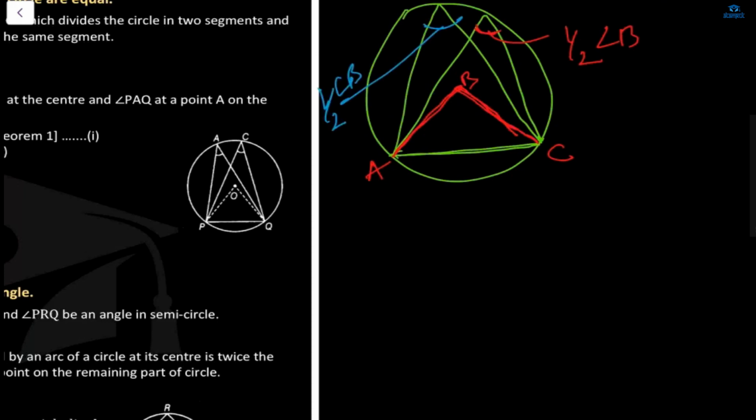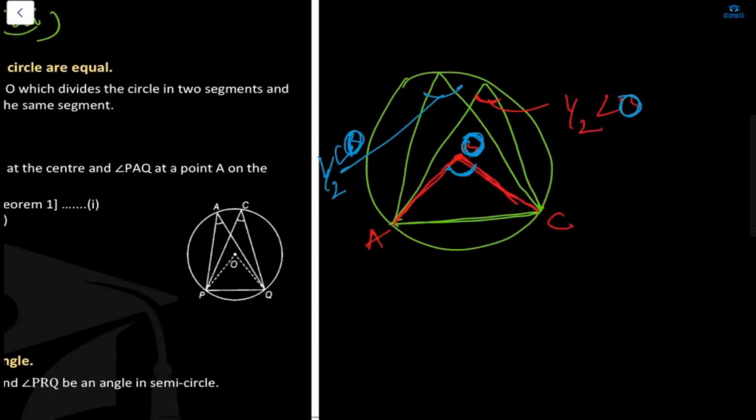Yes or no? According to this, this angle is at the center, and this angle is at the center. You can say angle O and angle O. So at the center, the angle made by an arc is double the angle subtended by the same arc at any point of the circle. So take any point on the circle, suppose P and Q. Angle Q will be equal to half of angle O at the center, and angle P will also be half of angle O at the center.